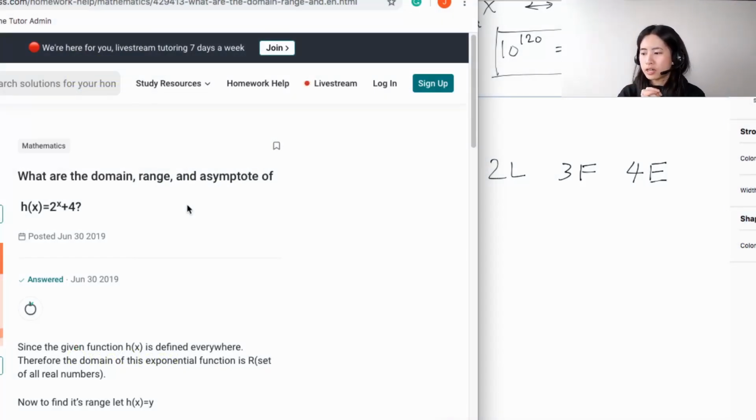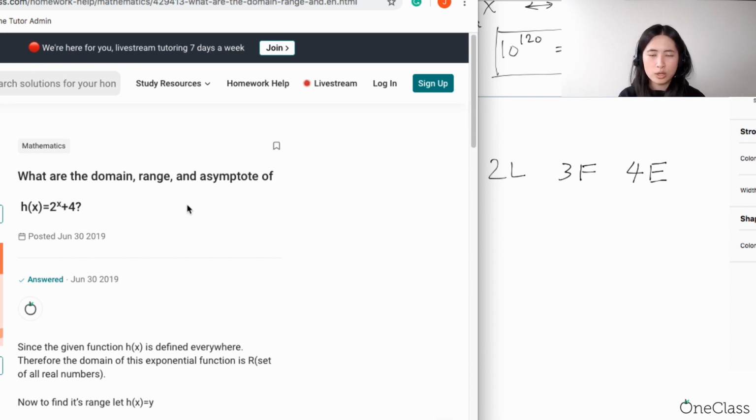So we're now going to move on to domain, range, and asymptotes. Anytime you have an exponential function, you're always going to have an asymptote. I'm just putting that out there. And the domain of any exponential function is always going to be all real numbers, which in interval notation is from negative infinity to positive infinity. Or you can say x is all real numbers. That's the domain of all exponential functions.